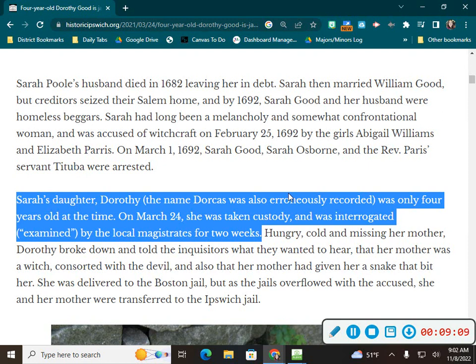I'm doing quotation marks, and then I am writing down what I have highlighted on this screen right here. I am going to use ellipses after Dorothy because I don't want that middle part that's in parentheses. So I'm going to do ... to eliminate that.